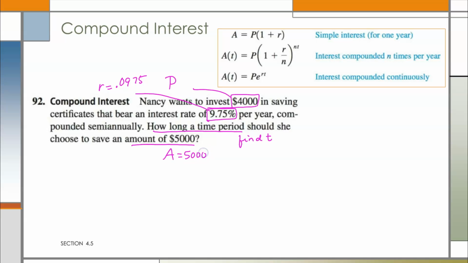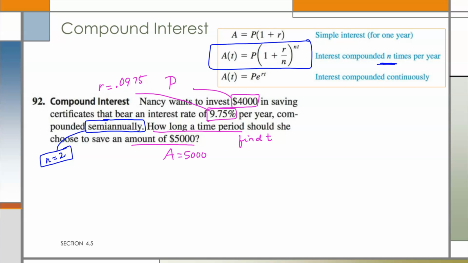We just have to decide, is it compounding n times per year or is it compounding continuously? What do you think? Here's our keyword, semi-annually. Semi-annually, if we remember from a few slides back or probably a different section, we're adding in interest twice a year. So we're using n compoundings per year for our formula.